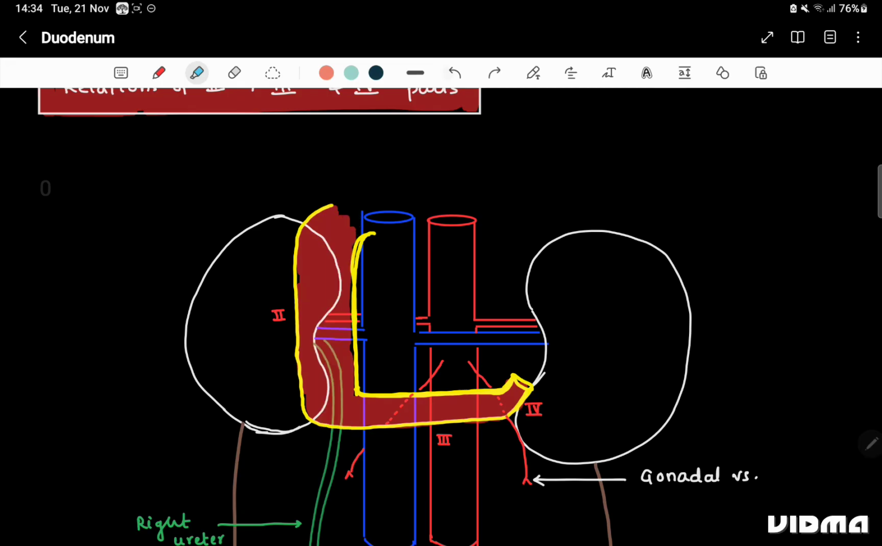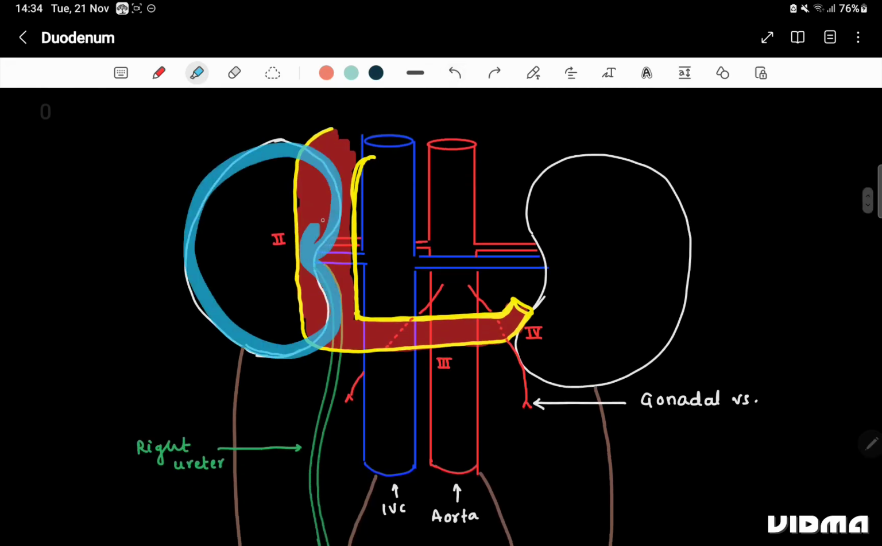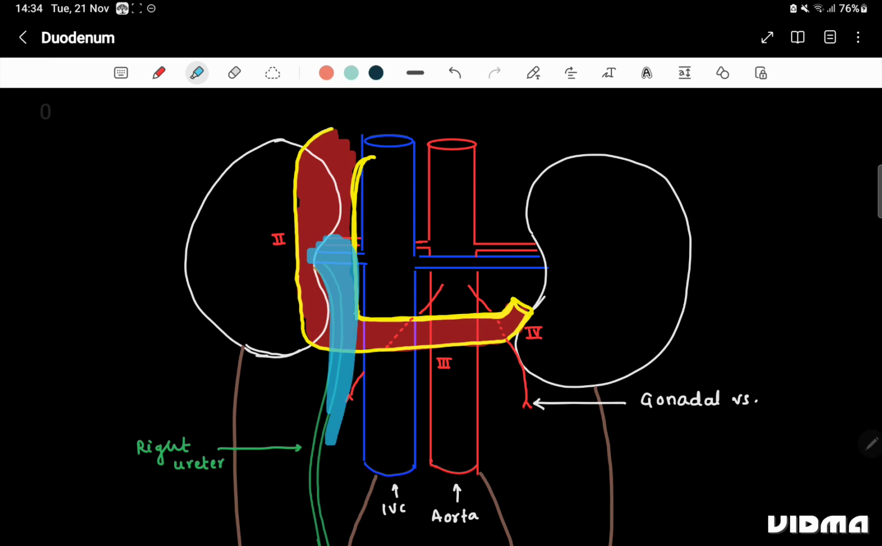Okay, this is the second part. The posterior relation is formed by the right kidney. Sorry, this is the right kidney which is forming the posterior relation. We have the renal pelvis, which means the renal pelvis will form the posterior relation. The edge of the IVC, the inferior vena cava, is forming a posterior relation of the second part.